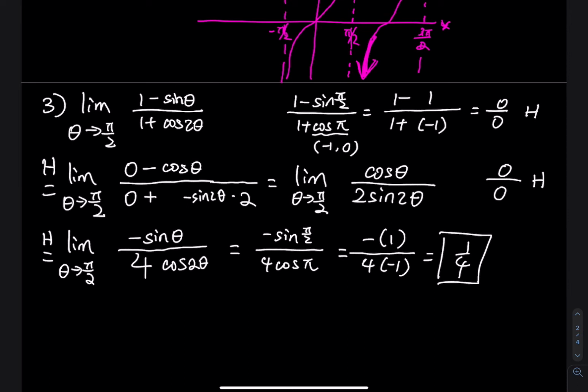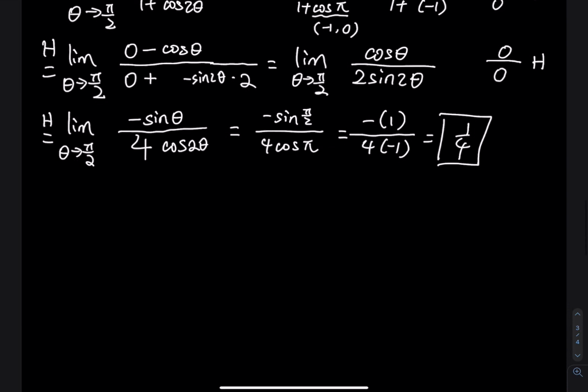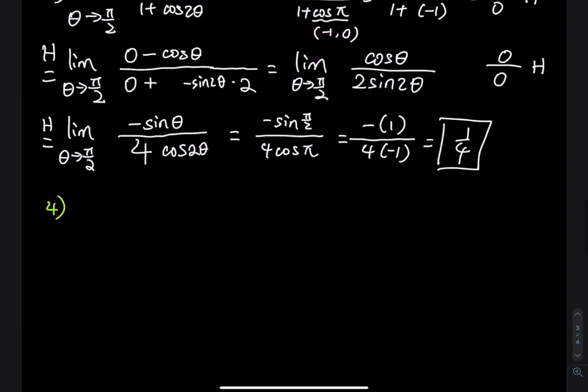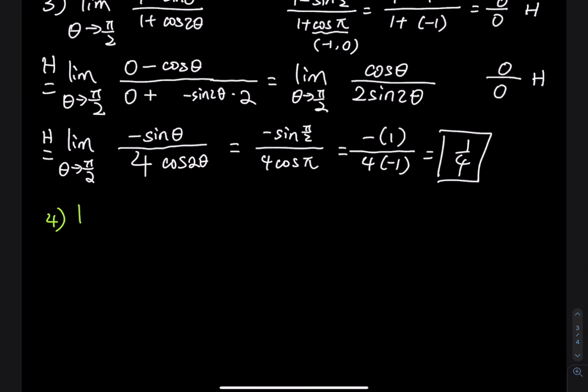And then moving on to number 4. So number 4, switch color for every single problem. So number 4, we have a limit as x approaches infinity. We have ln x divided by the square root of x.